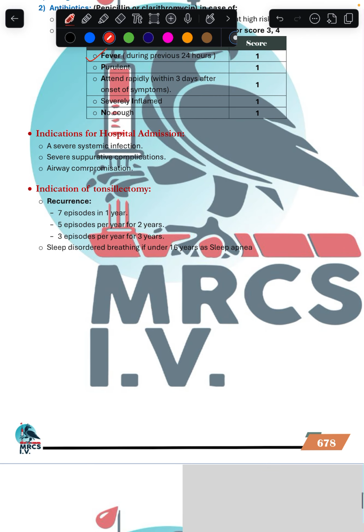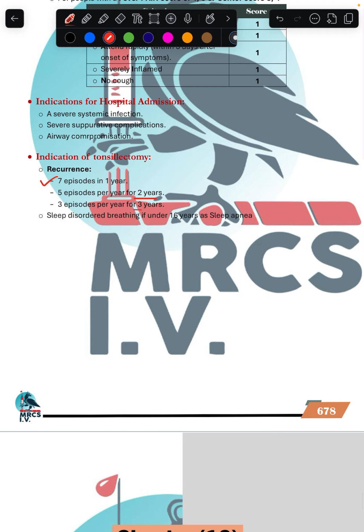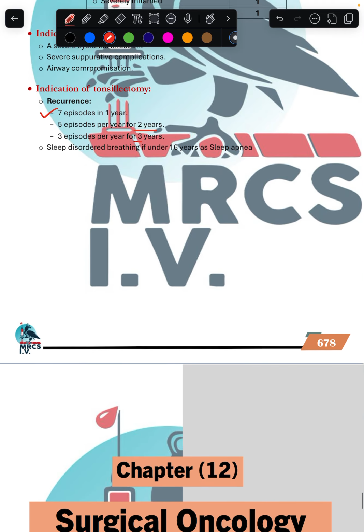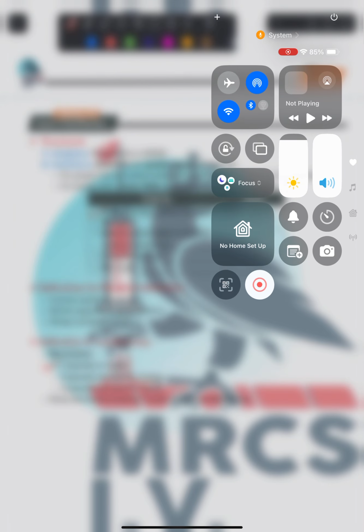Indications for tonsillectomy: if the person is getting 7 episodes in 1 year, 5 episodes per year for 2 years, or 3 episodes per year for 3 years. In 1 year, recurrent episodes of more than 7, you go for tonsillectomy. Also sleep disordered breathing. So this was about the ENT disorders.